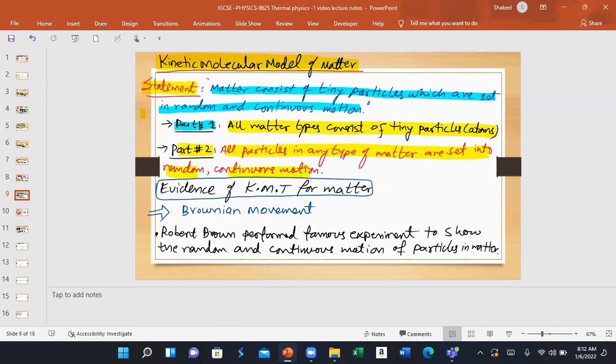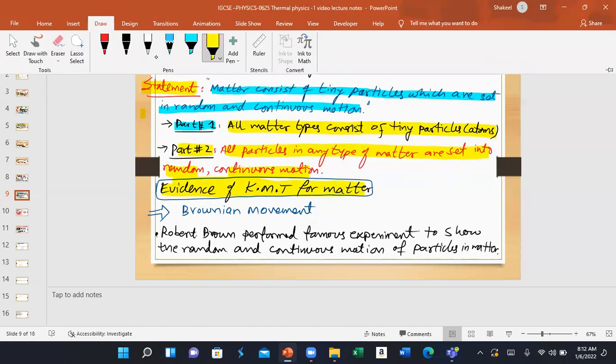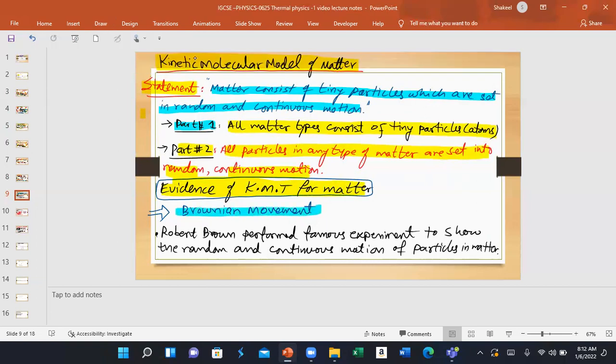As atoms are too small, we cannot see them. So how can we tell that these are set in continuous random motion? To provide evidence for the kinetic molecular model of matter, Robert Brown put forward what is known as Brownian movement. Robert Brown was a physicist. He performed a famous experiment to show the random and continuous motion of particles in matter. Hence, it became evidence in support of the kinetic molecular theory of matter.